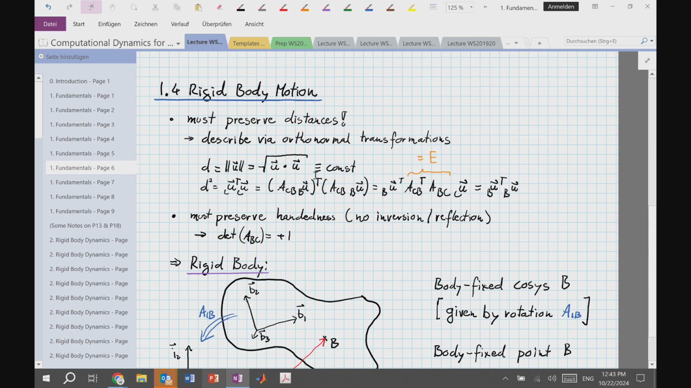And if you basically apply the coordinate transformation, expand, realize that this product here gives you the identity again, you see that it doesn't matter which coordinate system we use. So we see that basically this distance metric is invariant to coordinate transformations. And thinking about it the other way around, it gives us a tool to use transformations to describe rigid body motions.